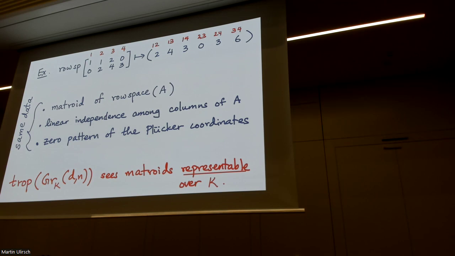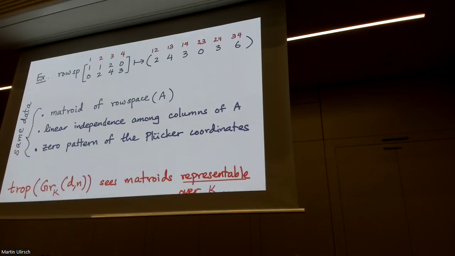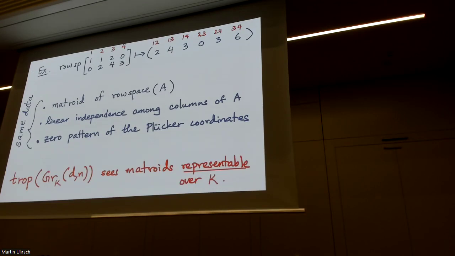Okay. So this tells you that the tropical Grassmannian is a complicated object. I've tried to convince you that matroid representability is a complicated problem, and the tropical variety sees that. So a tropical variety is some kind of complicated polyhedral object. Okay. Now let's move on.